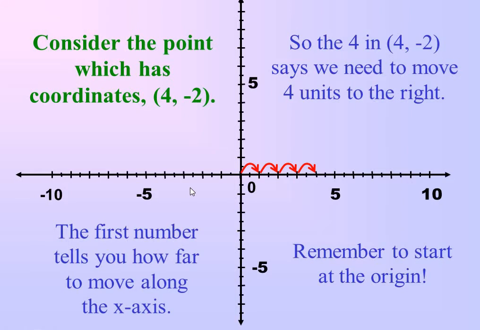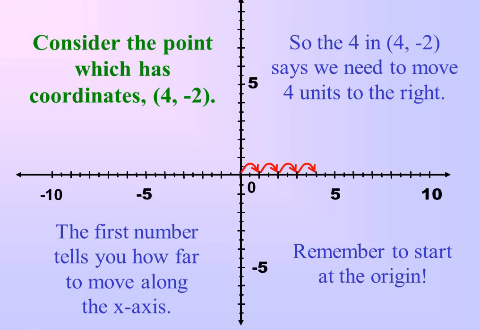Now, since 4 is positive, I have to move 4 units to the right of the 0, which is the origin point, as we said. So I will move 4 units to the right, and I will stop there for a moment. This is not the end, this is not the answer for locating the point. No, I will just stop there for a moment.